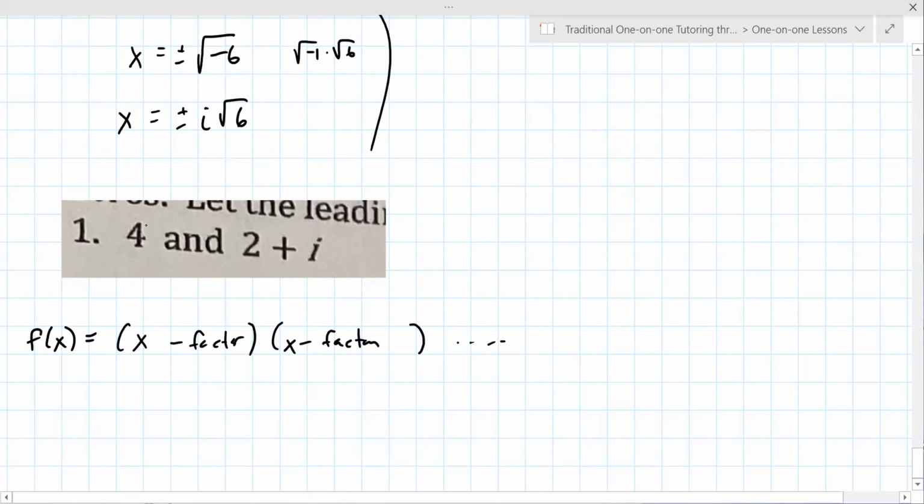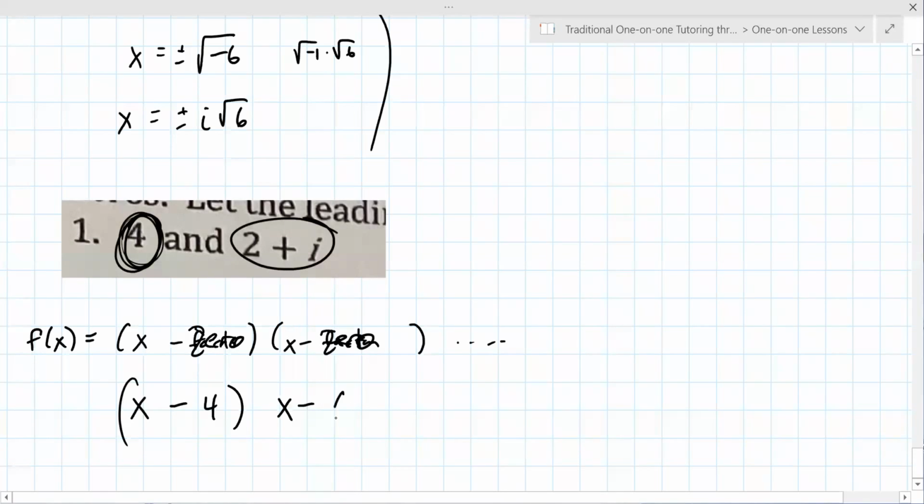Okay, so for example, if 4 is a 0, I'm sorry, I wrote this wrong, but that doesn't really matter. It's x minus 4, because 4 is a 0. This should really say 0. 2 plus i is a 0. So it's x minus parentheses 2 plus i.